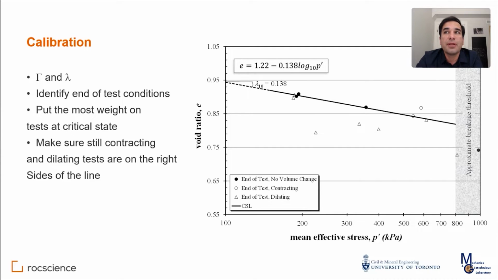I've separated my samples into ones that were at critical state, no volume change, no excess pore water pressure change, no change in deviator stress, and ones that were still dilating or contracting. And then I drew a line by putting a lot of weight on the ones that were at critical state. And I made sure that the circles, which are samples that are still contracting, fall above the line, and the triangles, which are samples that are still dilating, fall below the line, as they're supposed to. And that's how I identified this particular line. And you can see gamma and lambda in that equation box up there.